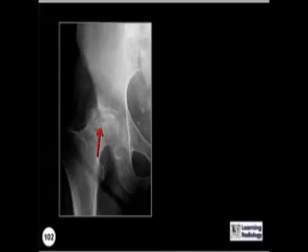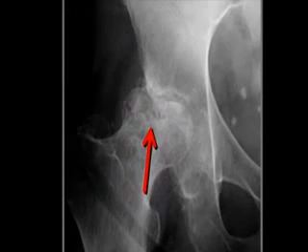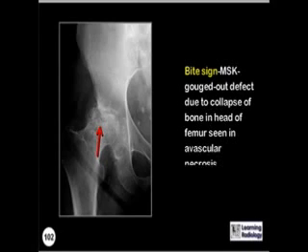What is the name of this sign? This is the bite sign, which is the gouged out defect seen due to collapse of bone in the head of the femur in avascular necrosis.